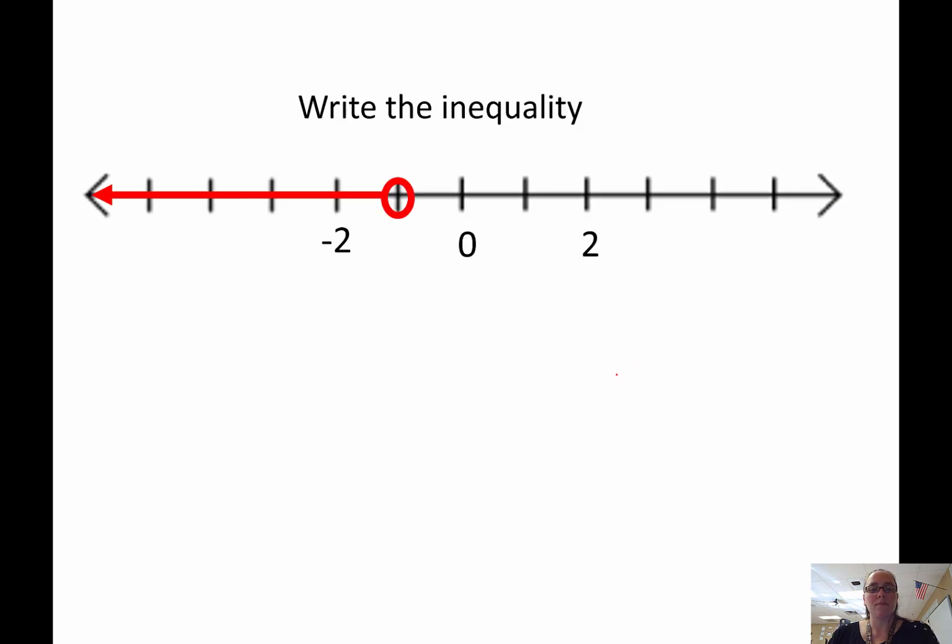Okay, final one. Open or closed circle? It's open, so then are we shading to the left or to the right? Since it's to the left, we know that it's less than. We're an open circle, so we're not equal to. And our point is at -1. So x is less than -1.